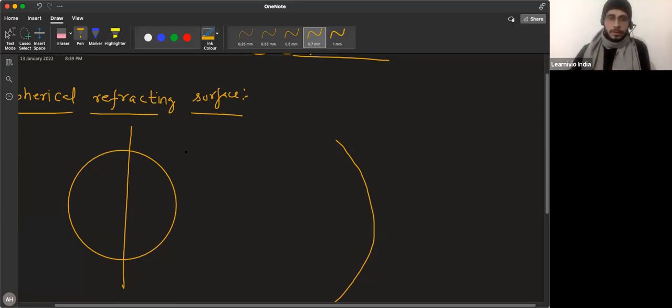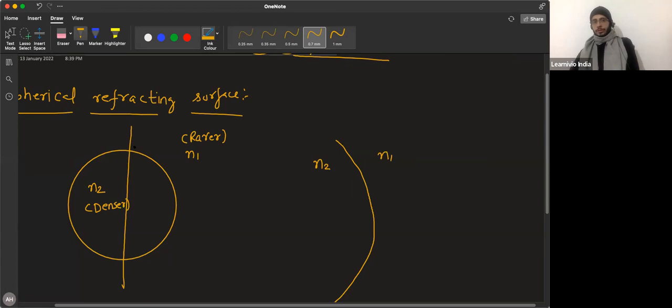So this is N1, which is the rarer medium. And the refractive index inside the sphere, inside the glass, is N2. I'm considering this as the denser medium. So this is the denser medium N2, and this is the rarer medium. This particular shape is known as a convex shape.